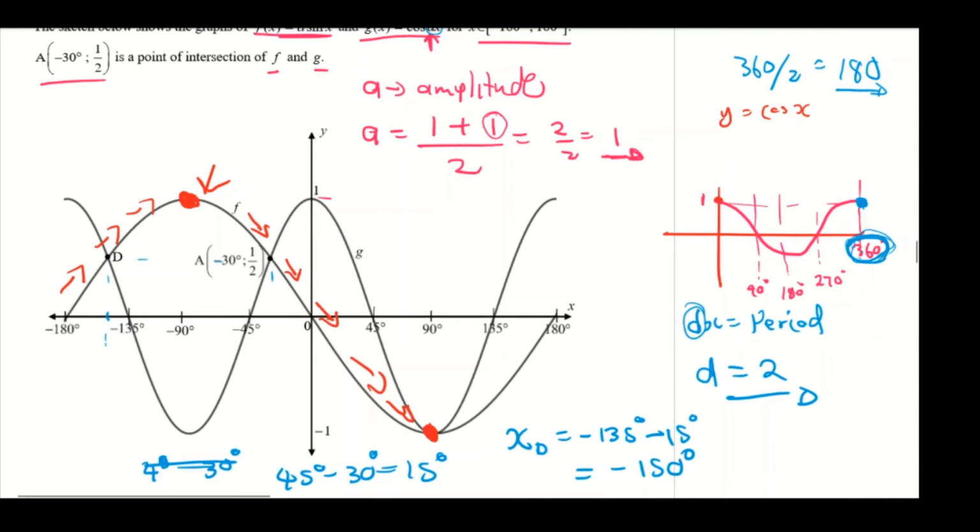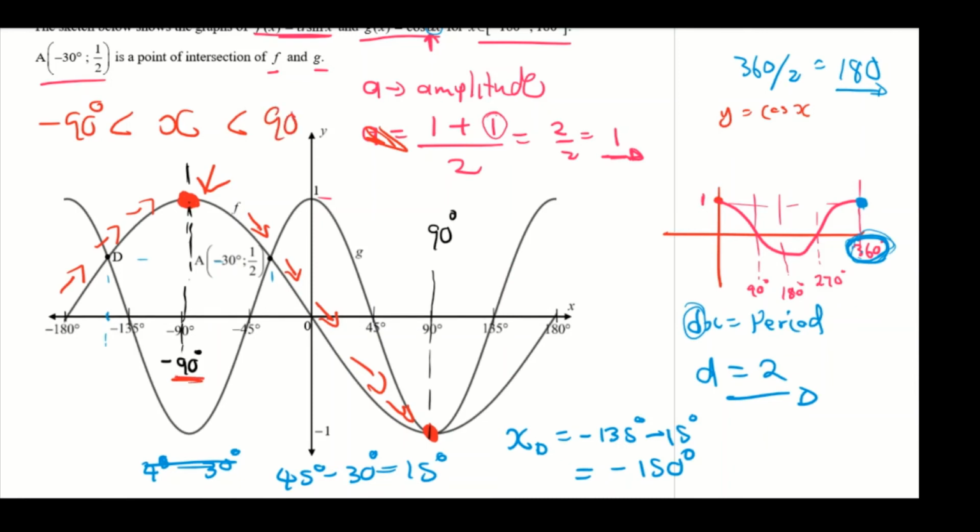So what are the values of x when it decreases? If you check here, it's minus 90 degrees, so that's the value of x, and here it's 90 degrees. So this concludes that the graph decreases when x lies between minus 90 degrees, which is this point here, and 90 degrees, which is this point here. So the graph decreases between these x values, which highlights this part of the graph. So this is your answer.